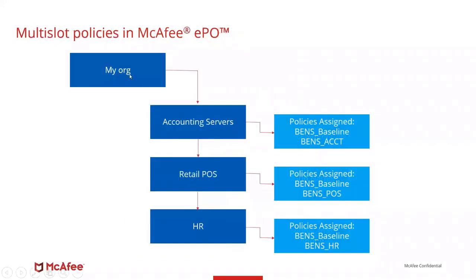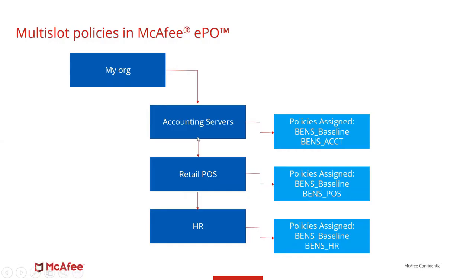So then after that, when we talk about multi-slot policies within EPO, some products have the ability to have one policy, and then if you assign a different policy, it actually wipes out the previous one assigned. So App Control doesn't do that. It has the ability to assign multiple policies, and each policy will then become cumulative to the one before it.